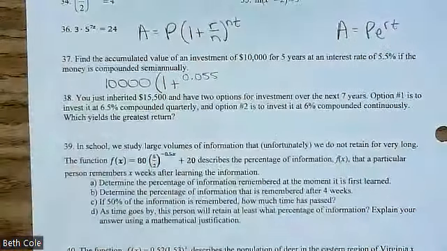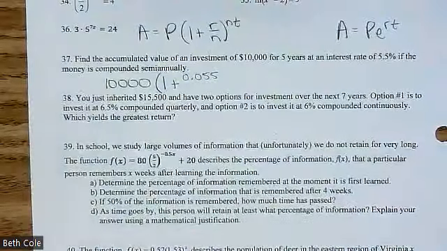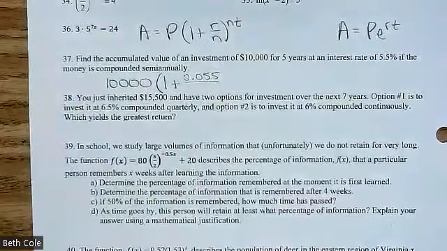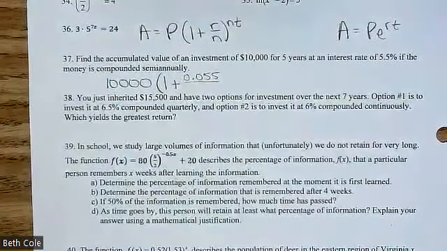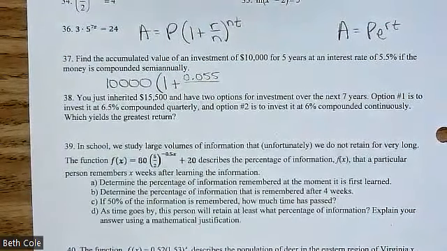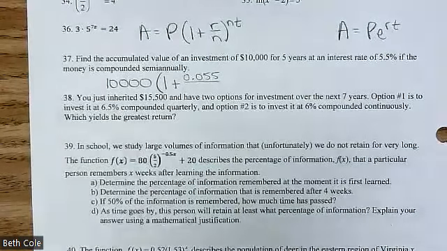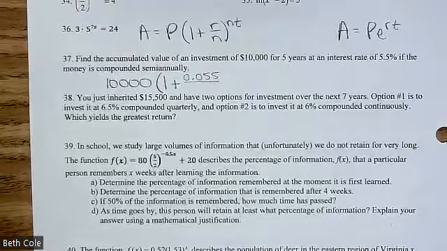0.055. 5% would be 0.05. You just stick an extra 5 on the end. All right, over N. If it says annually, N is 1. If it says semi-annually, N is 2. If it says quarterly, it's 4, and for monthly it would be 12. Okay, so what is N for this one?